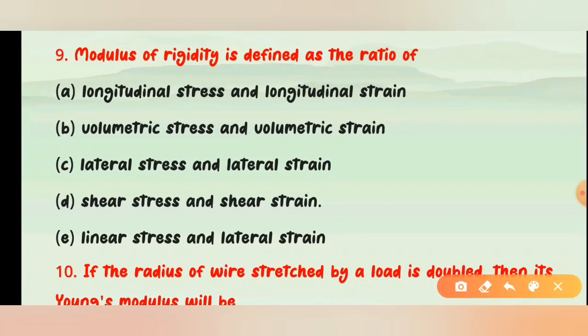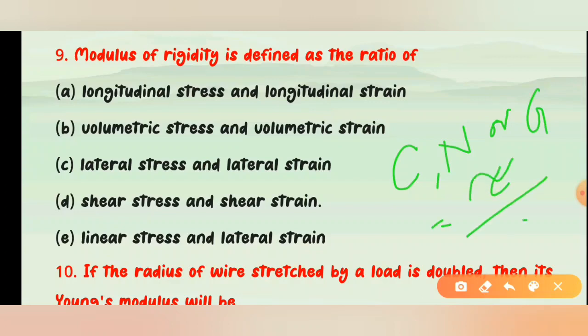Next, modulus of rigidity, which is denoted by C or N or G, is defined as the ratio of shear stress to shear strain. Shear stress is denoted as tau. Option D is the correct answer.